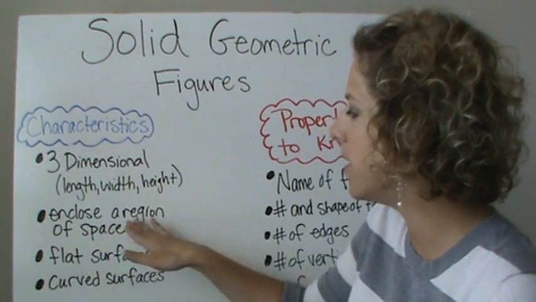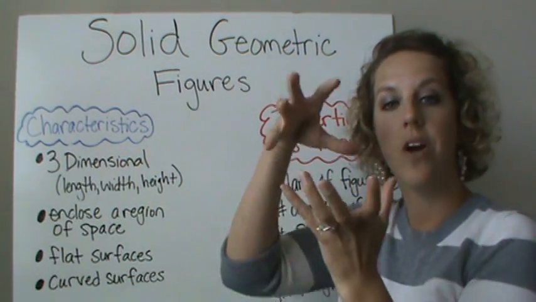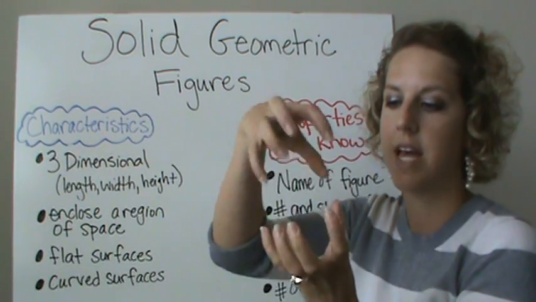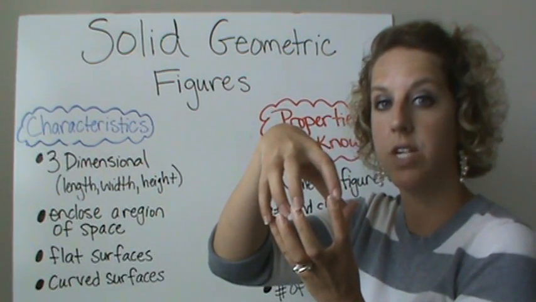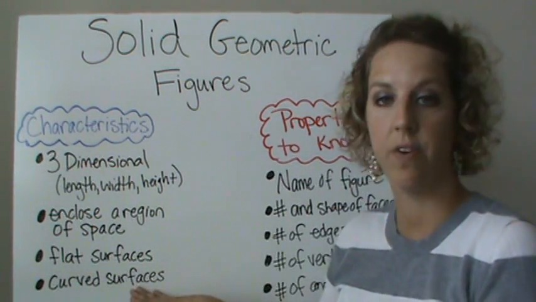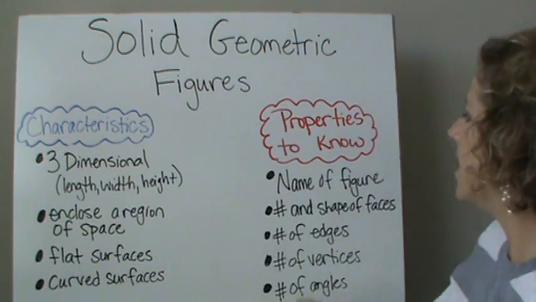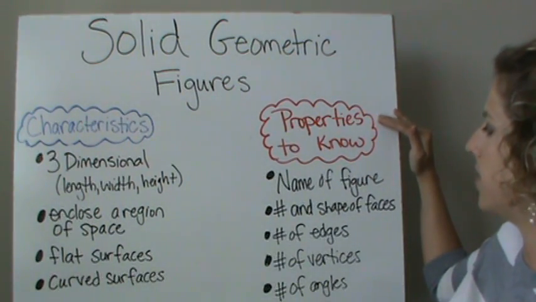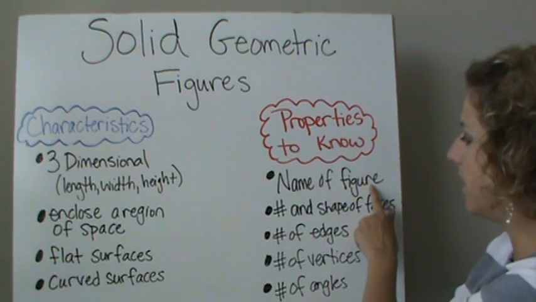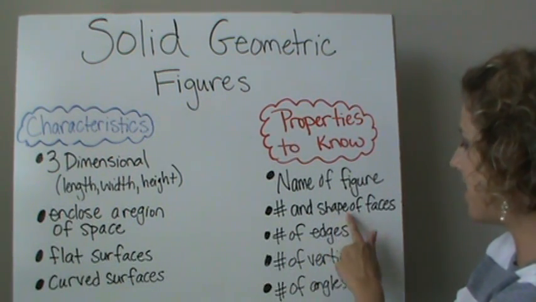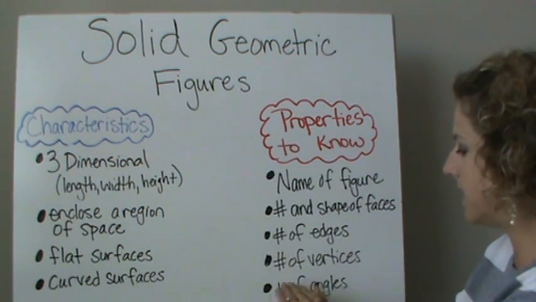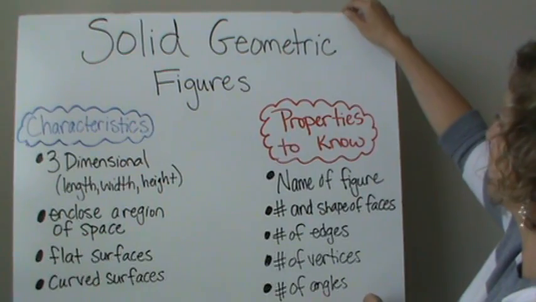They also enclose a region of space. They are also a closed shape, similar to the plane geometric figures. They can have flat surfaces, curved surfaces, or both. The properties you're going to want to know to describe these solid figures are the name of the figure, the number and the shape of the faces, the number of edges, the number of vertices, and the number of angles.